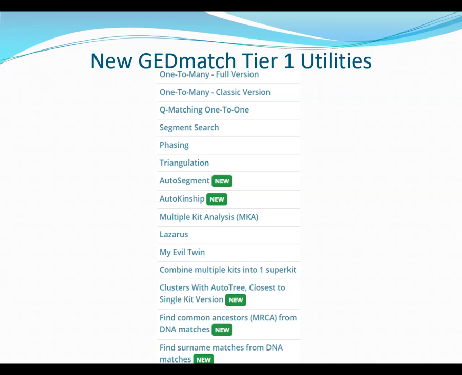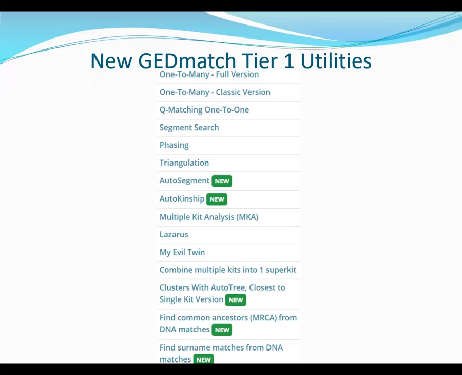And once you've created a profile using the Lazarus feature, then you can search for matching segments for people who are related to that particular ancestor. I think it's a really cool feature, and I encourage you to create a Lazarus profile or more, depending on how many people you have in GEDmatch who will be helpful for creating such profiles.